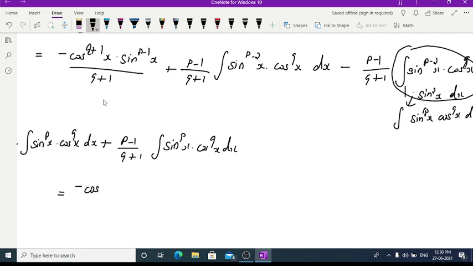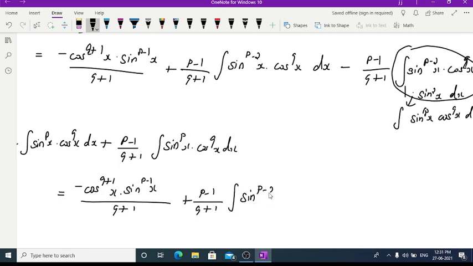minus cos raised to q plus 1 x into sine raised to p minus 1 x divided by q plus 1, plus (p minus 1) divided by (q plus 1) into integral sine raised to p minus 2 x into cos raised to q x dx. Now the left side we have to simplify. So here 1, here (p minus 1) divided by (q plus 1).